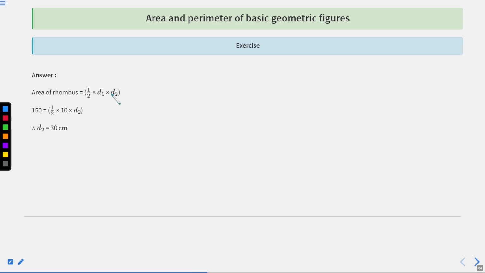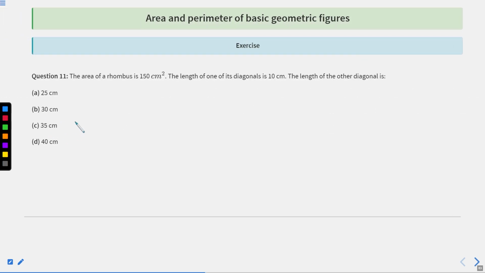So the area of a rhombus is given by half into first diagonal into length of second diagonal. So substitute the values here. 150 equal to half into length of first diagonal, that is 10, and the length of the second diagonal, that is unknown to us, and it is our goal to find out that length. So on simplification, you will have d2 equal to 30 centimeter. So the length of the other diagonal is 30 centimeter. That is option number B.